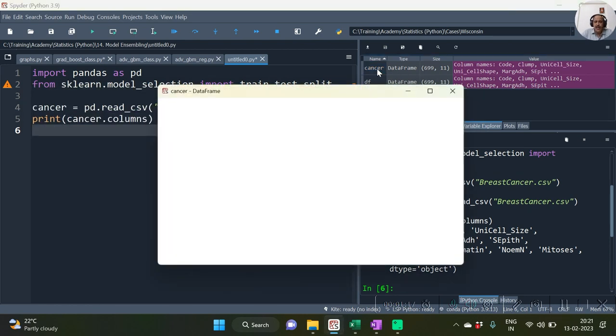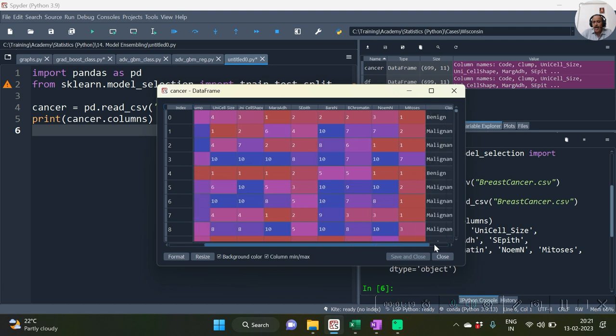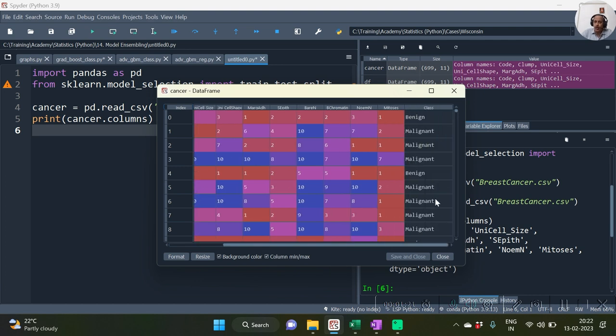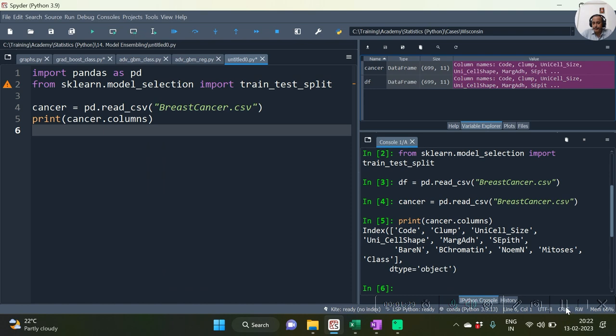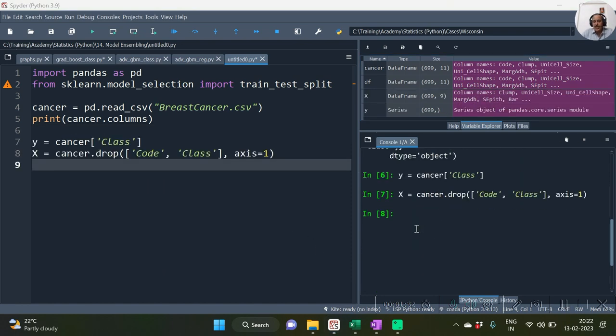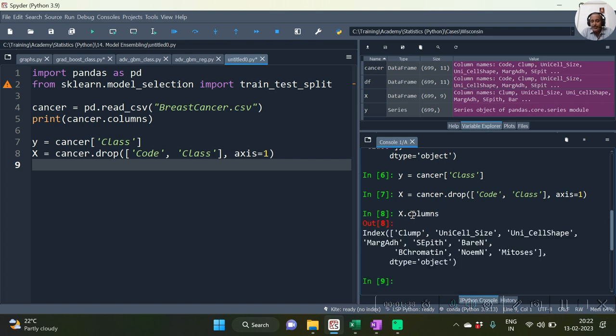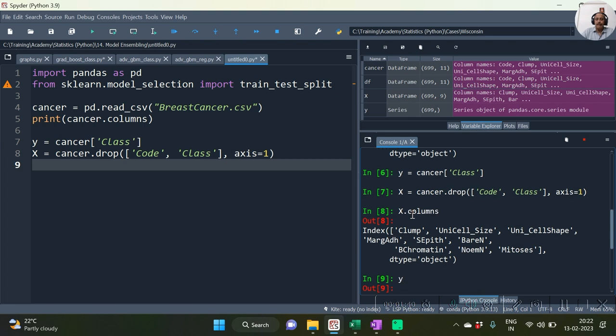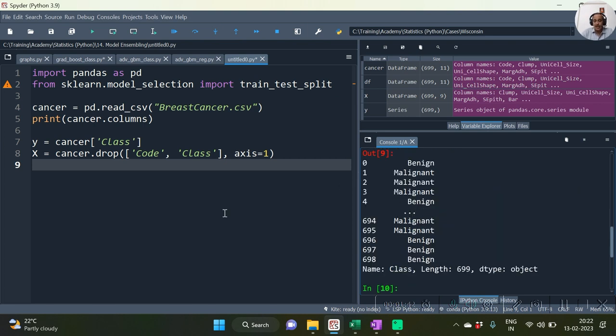If you feel it necessary, you can do get dummies or one-hot encoding on this data, but I am not going to do one-hot encoding. I am going straight to partition without one-hot encoding. So, as you see, we have the X object created, which contains only the features, and also the Y object, which contains only the response column.